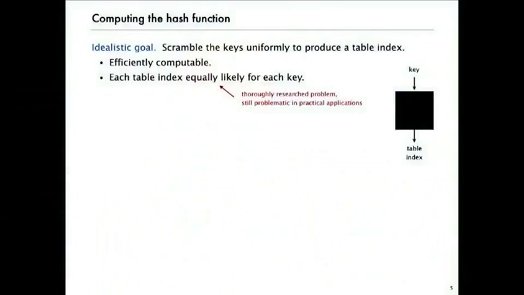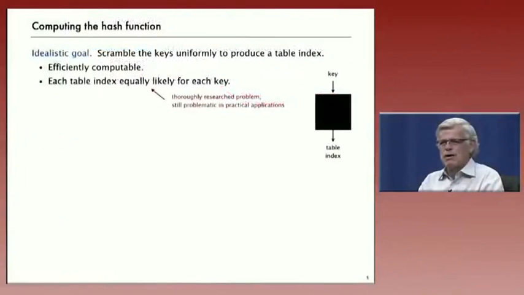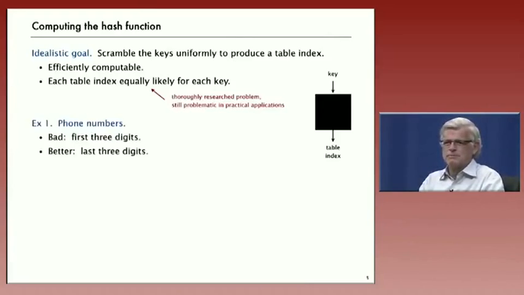Now we'll look at the implementation of hash functions. Idealistically, what we'd like is to be able to take any key and uniformly scramble it to produce a table index. We have two requirements. One is that we have to be able to compute it efficiently in a reasonable amount of time. And the other is that every table index should be equally likely for each key. Now, mathematicians and computer scientists have researched this problem in a lot of detail, and there's quite a bit known about it. But in practice, this is something that we still have to worry about somewhat.